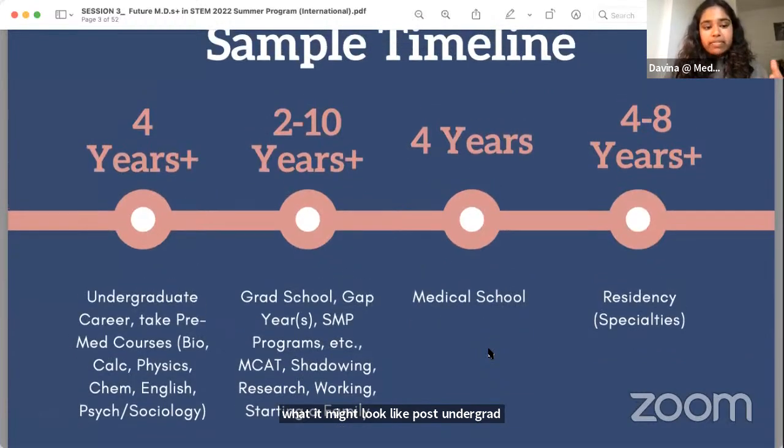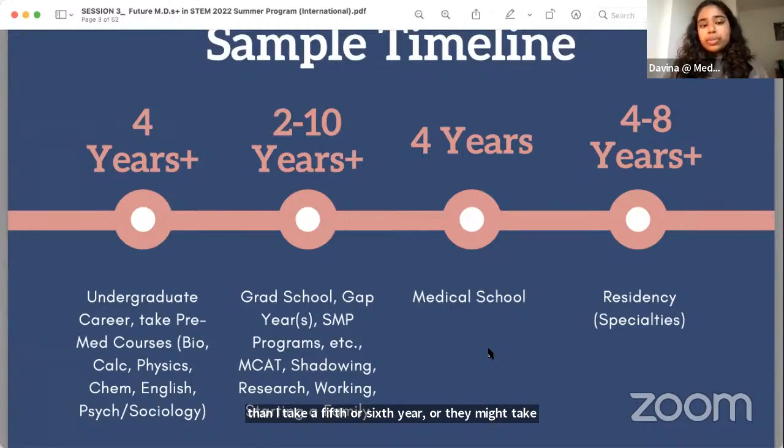First we have undergrad, which is going to take you about 4 years, or it could take some more depending on what program you're in. For some students, they might take a gap year, so undergrad might end up being a little bit longer, or they might take a 5th or a 6th year, or they might take some time off between high school and undergrad.